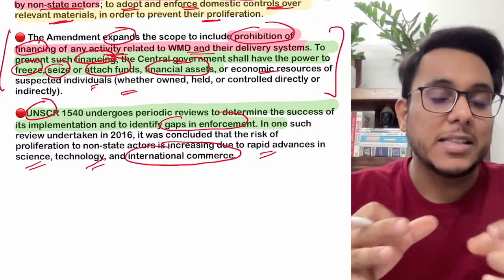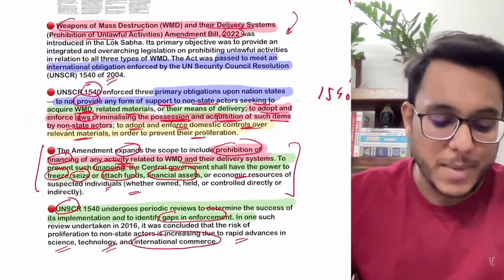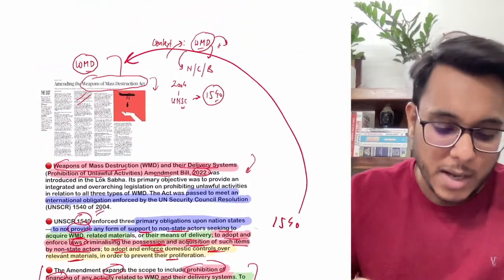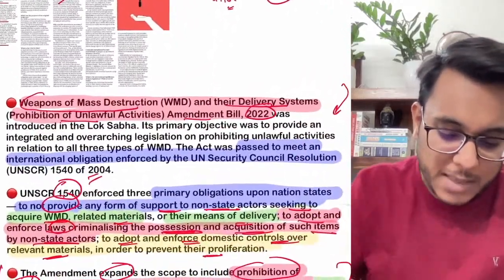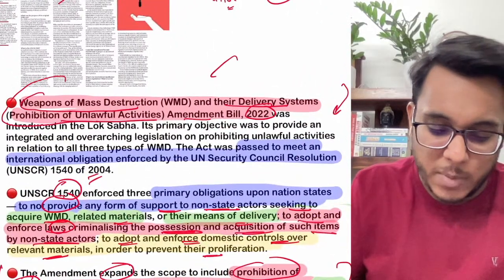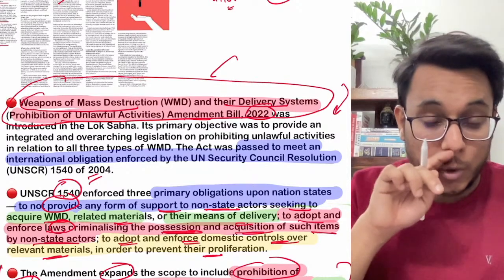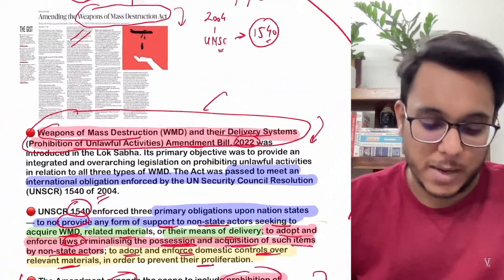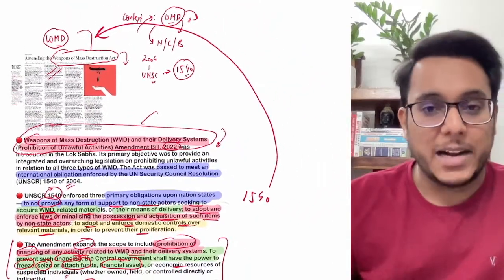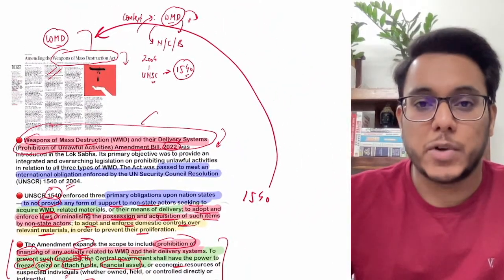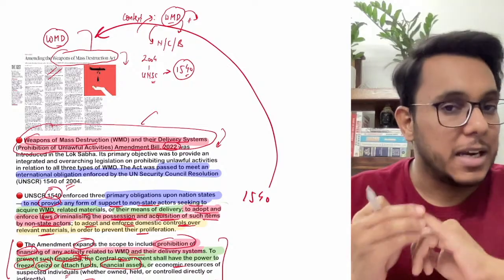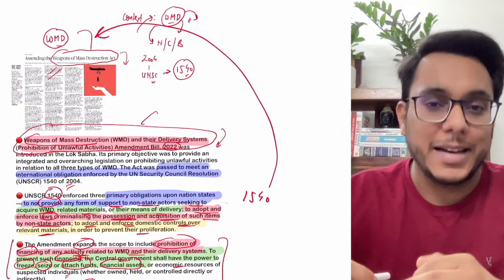So therefore, this financing aspect was to be curbed, and to implement it, we have brought this particular bill, that is the Weapons of Mass Destruction and Their Delivery Systems (Prohibition of Unlawful Activities) Amendment Bill 2022. It has been passed even in the Lok Sabha. So guys, that is all about it. And which weapons of mass destruction will it deal with? All three types: nuclear, biological and chemical.